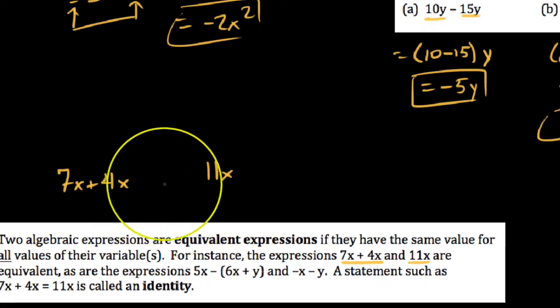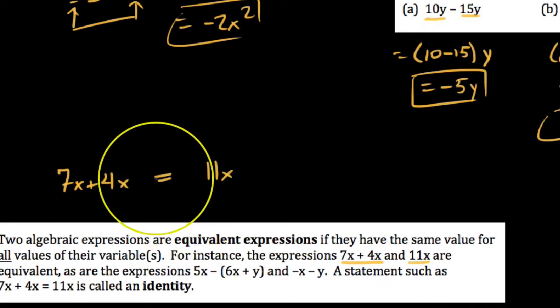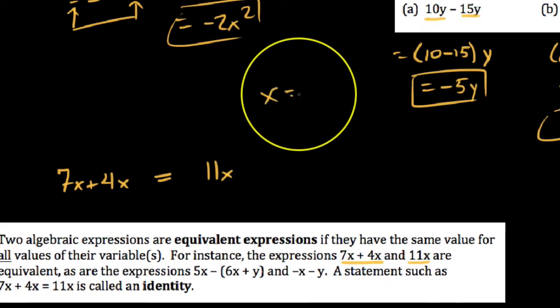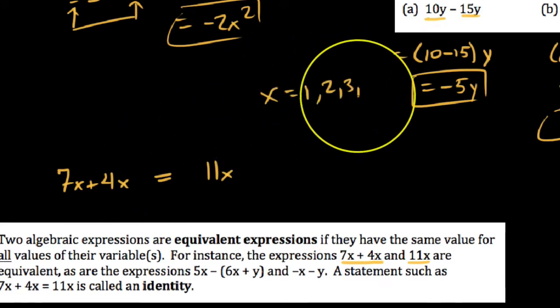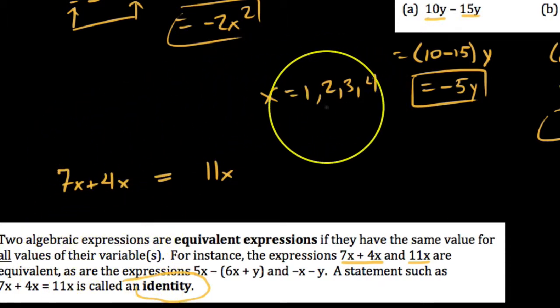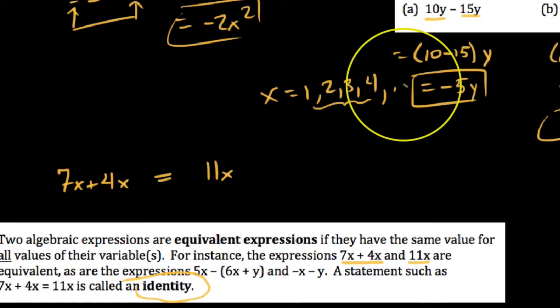Okay. Likewise, if I put an equal sign between these, okay, and this is true no matter what I plug in for x. I could plug in x equals 1, 2, 3, 4. I'm always going to get a true statement. Then what I get is what is called an identity. Okay, and an identity is a statement like the one we have here that no matter what you evaluate this for, you're going to get a true statement.